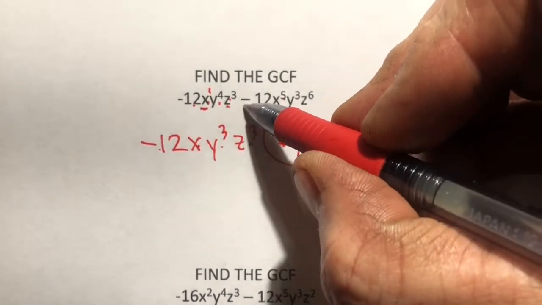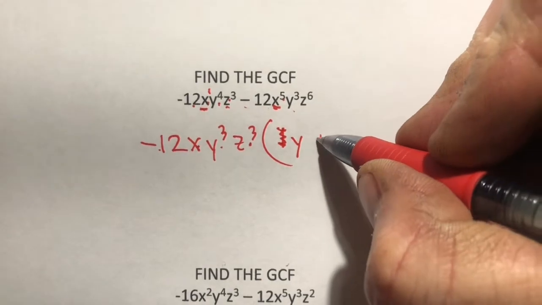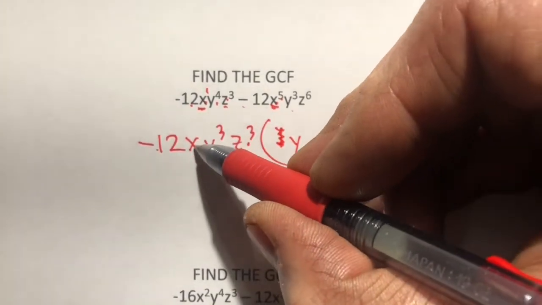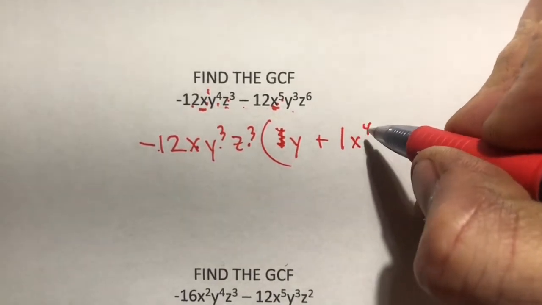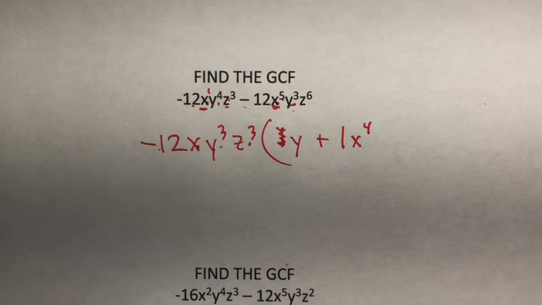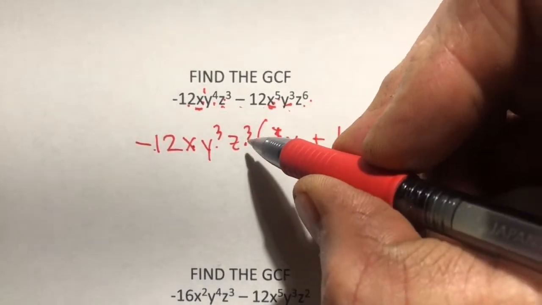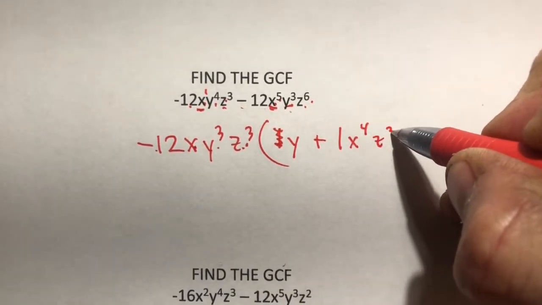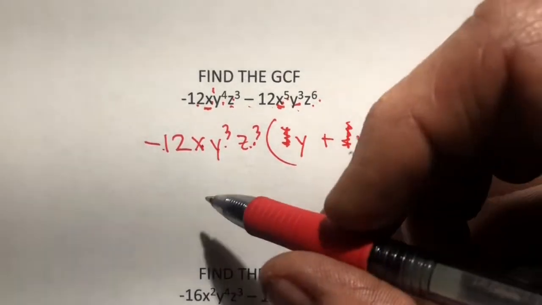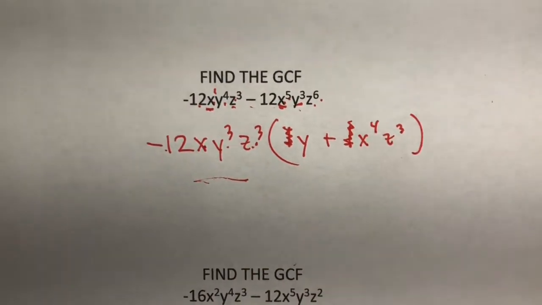Then I go to the next term. Negative 12 divided by negative 12 is a positive 1. Then look at my variables. x^5 divided by x would be x^4. y^3 divided by y^3 would have no y left over. z^6 divided out z^3 would be z^3. And that's it. And then I don't really have to have that 1. And so there's my greatest common factor right there, factored out.